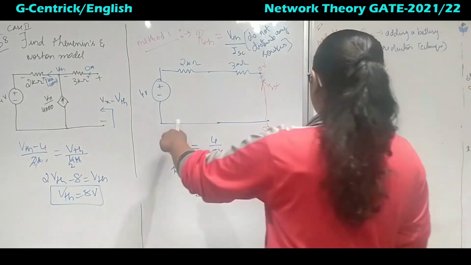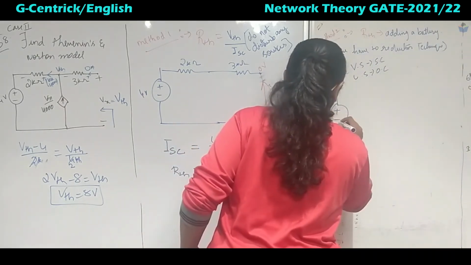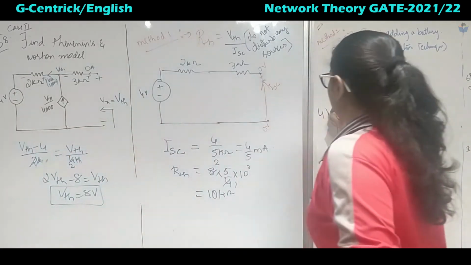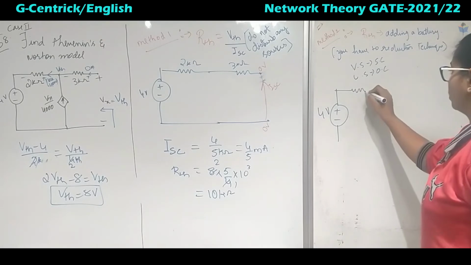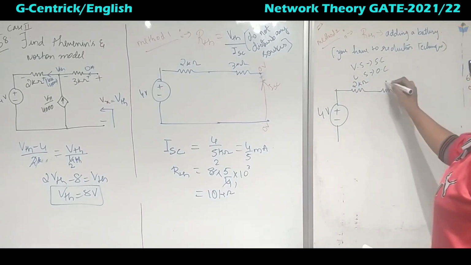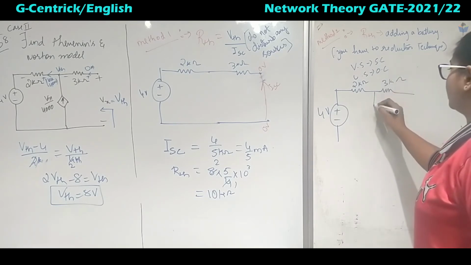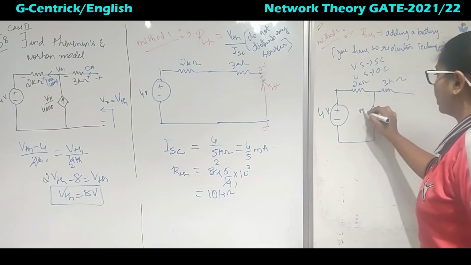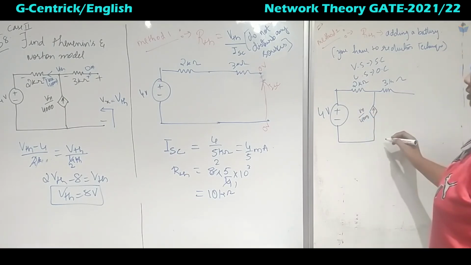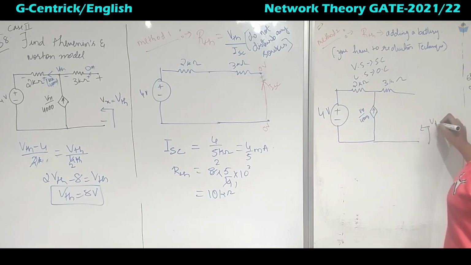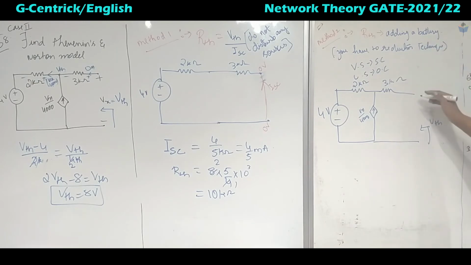Now we will again redraw this circuit. Here we have got 4 volt, then we have 2 kilo ohm, and I have 3 kilo ohm. Here I have got the dependent source Vx by 4000, and here it is Vth, right? This is the circuit. So now what we have to do?